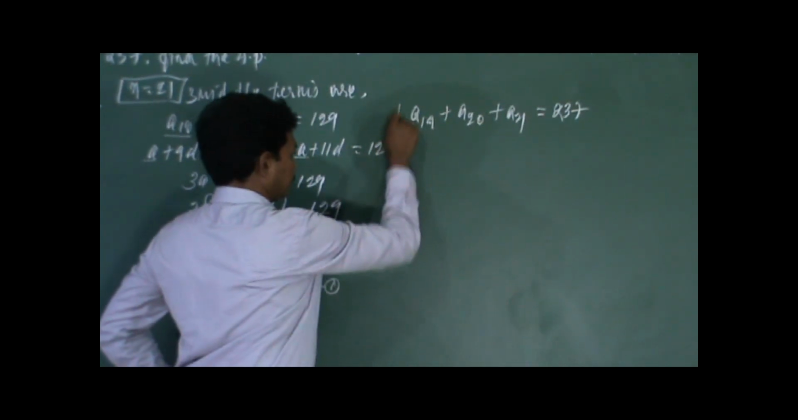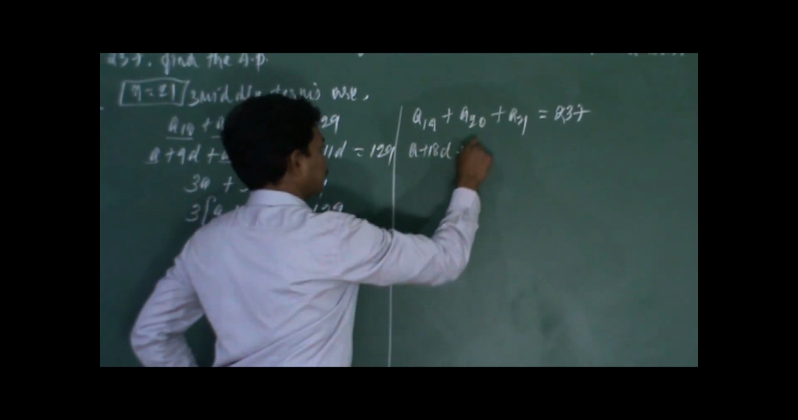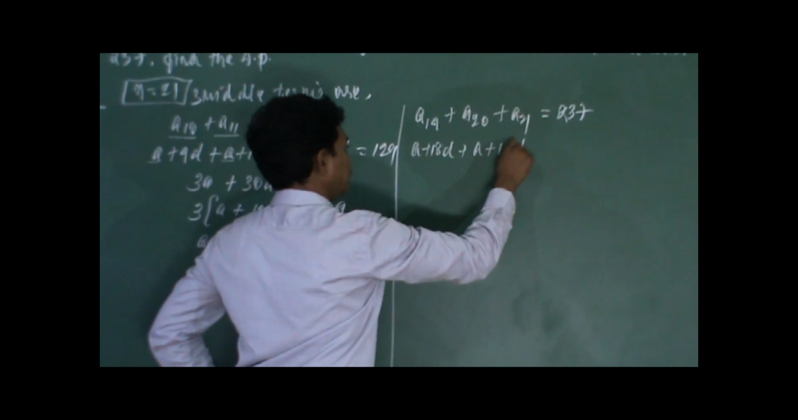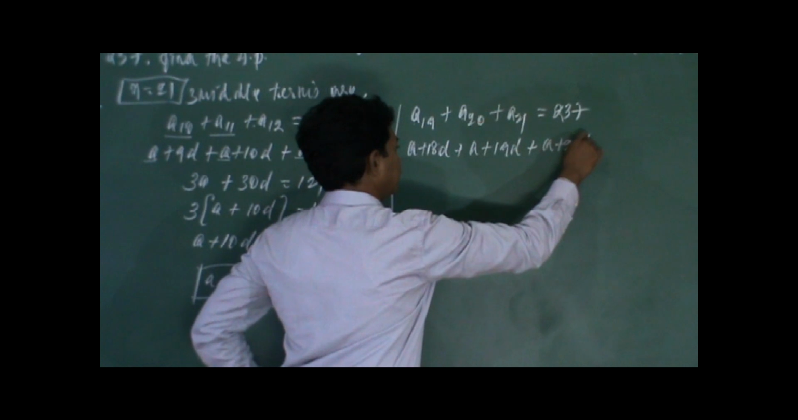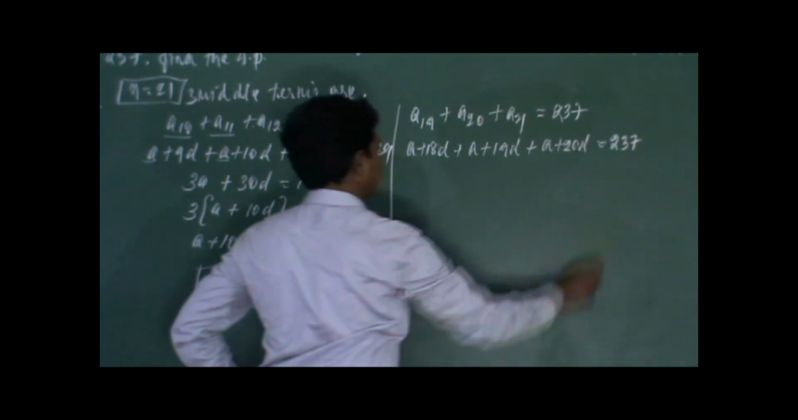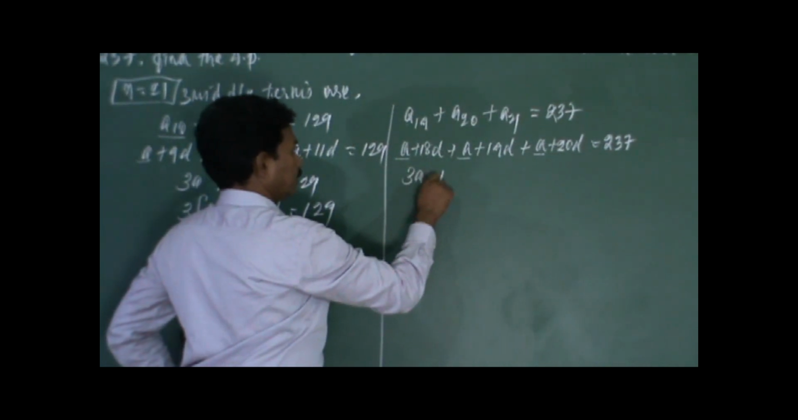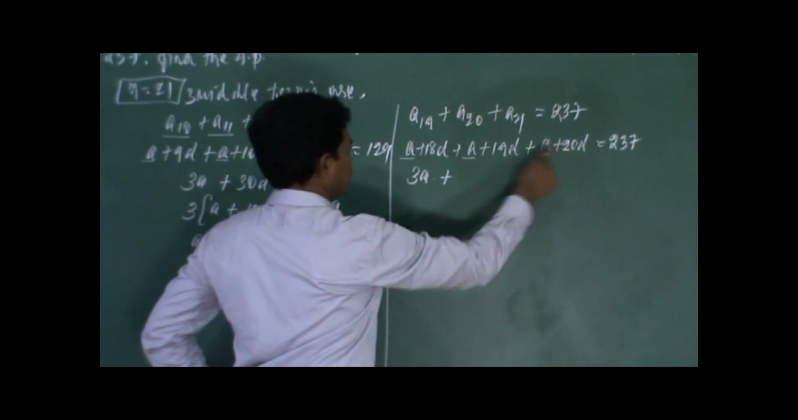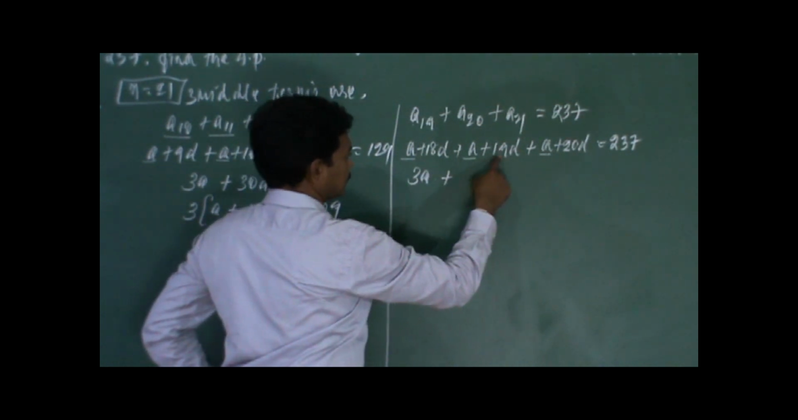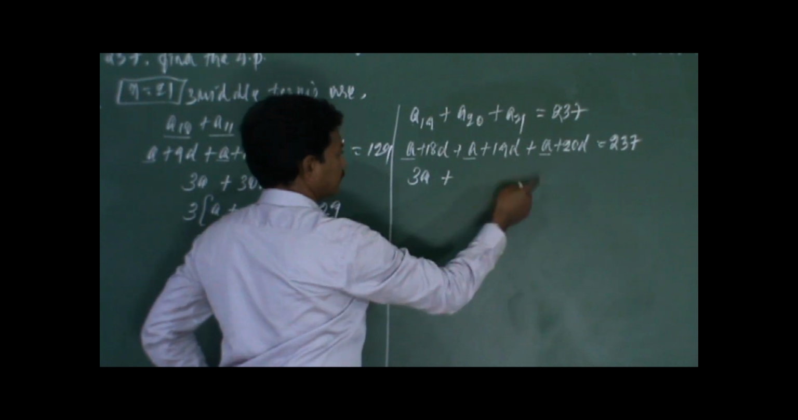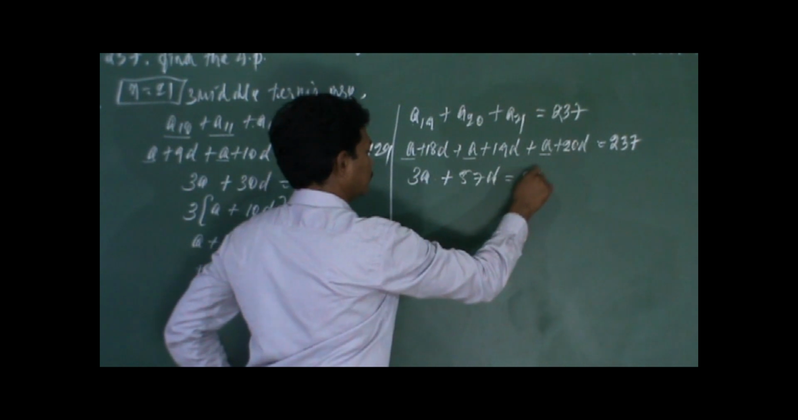A19 can be defined as A plus 18D, A20 as A plus 19D, and A21 as A plus 20D, equal to 237. So A plus A plus A is 3A, plus 20D plus 18D is 38D, plus 19D is 57D. So 3A plus 57D is equal to 237.